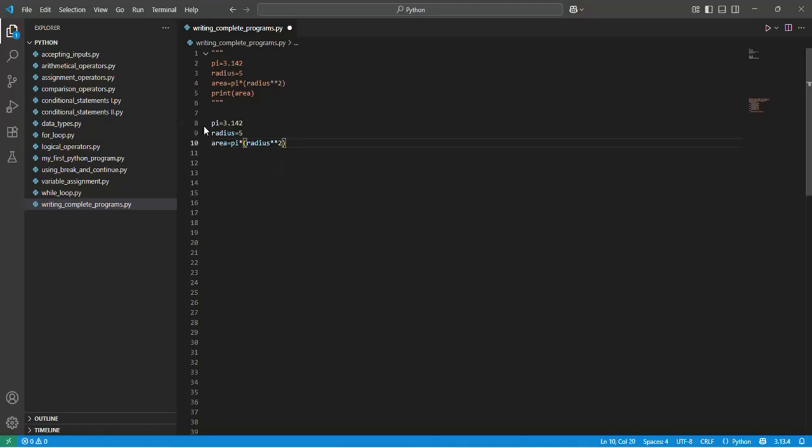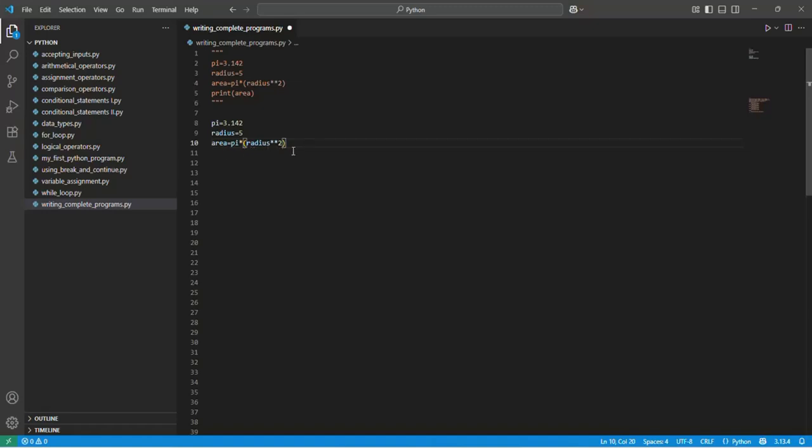So pi is equal to 3.142, radius is equal to 5, area is equal to pi times radius square. Okay, so in Python I taught you that the double asterisk is used for exponentiation. So radius raised to the power of 2, which is r square or radius square.